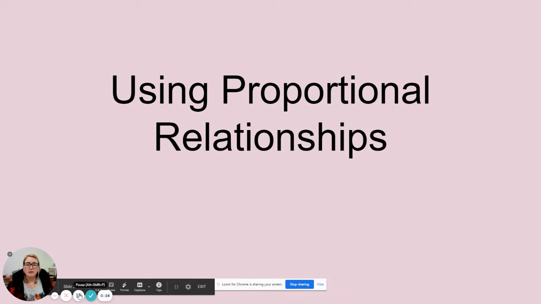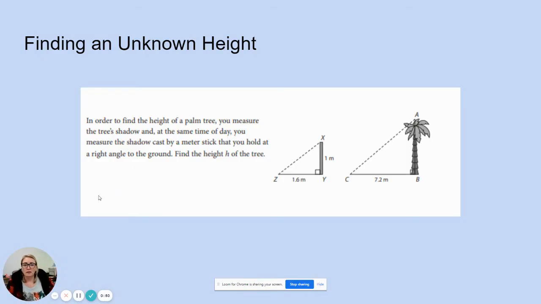Okay, so we are going to be using proportional relationships, and basically we're going to be taking some story problems and turning them into figures and then finding our similar sides, setting up proportions and solving. Okay, so it's just going to be a matter of being able to pull the correct information out of these story problems. So here's an example of one, finding an unknown height.